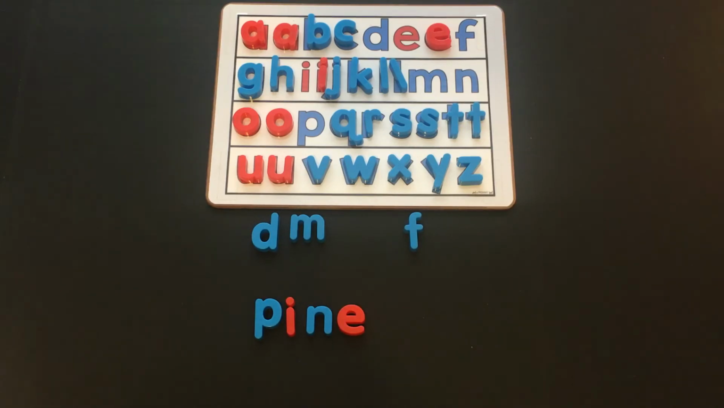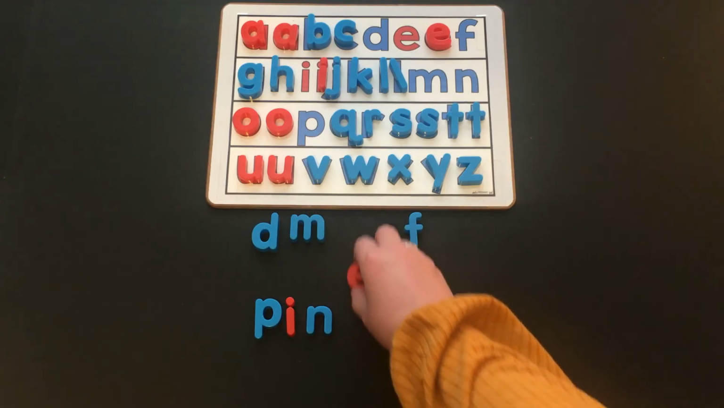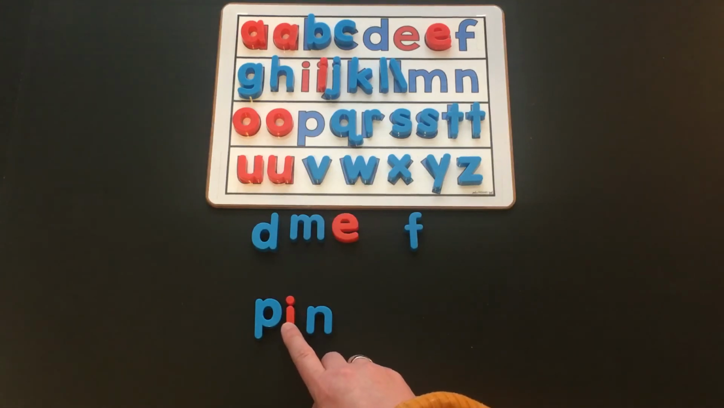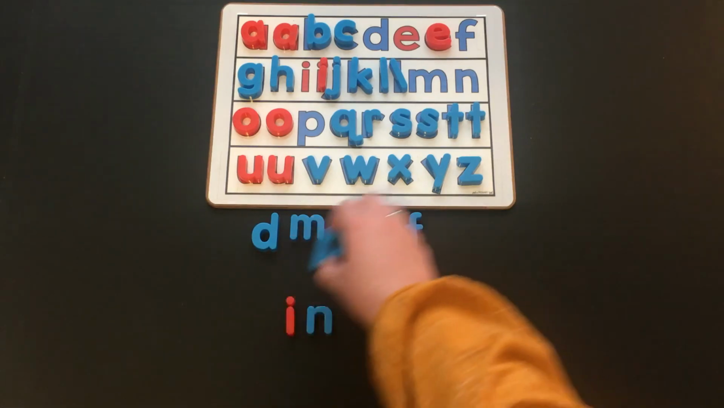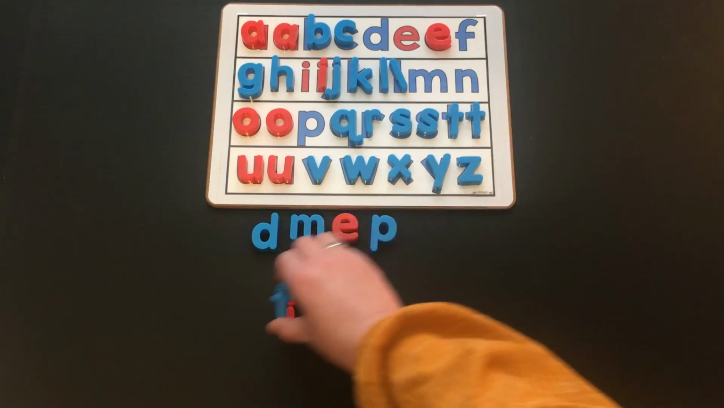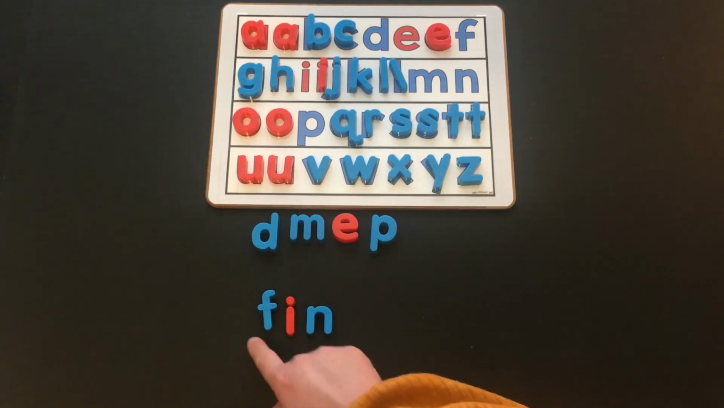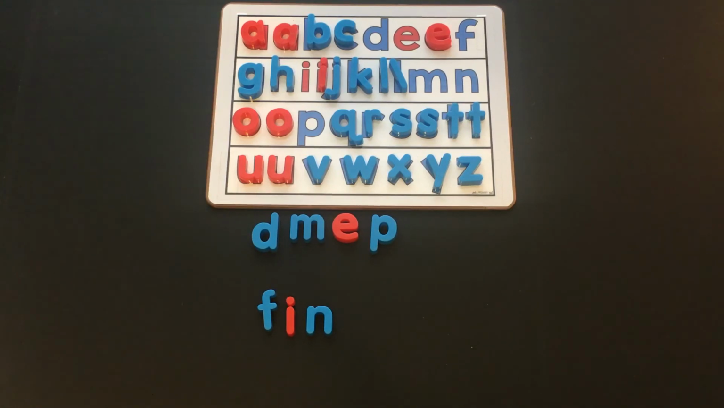Now let's change pine into pin. What do you need to do to change pine into pin? That's right, you're going to take away silent E so that I says ih. P-in, pin. Now let's change pin to fin. What did you do to change pin into fin? Right, we need to change the beginning sound from P into F. F-in, fin. Now let's change fin into fine, fine.